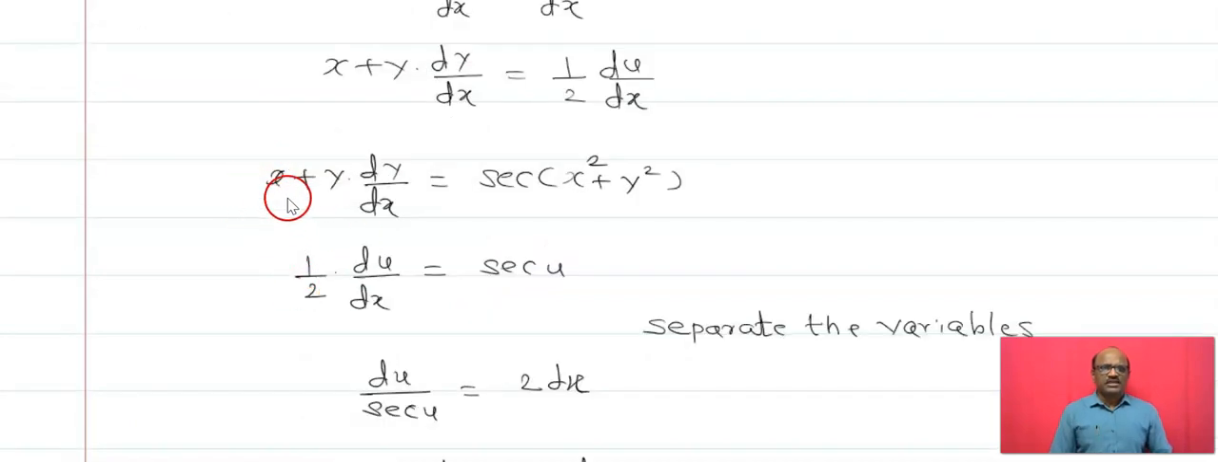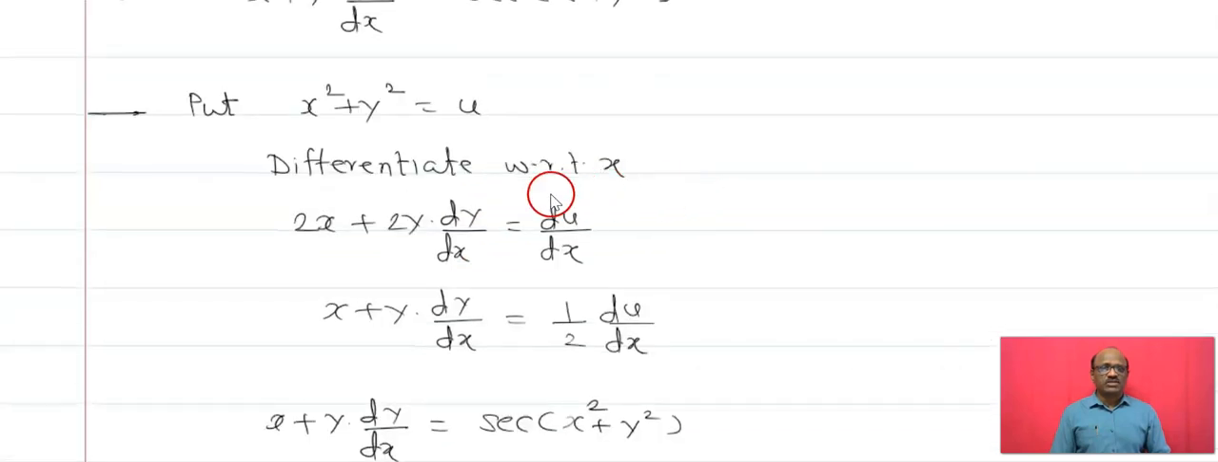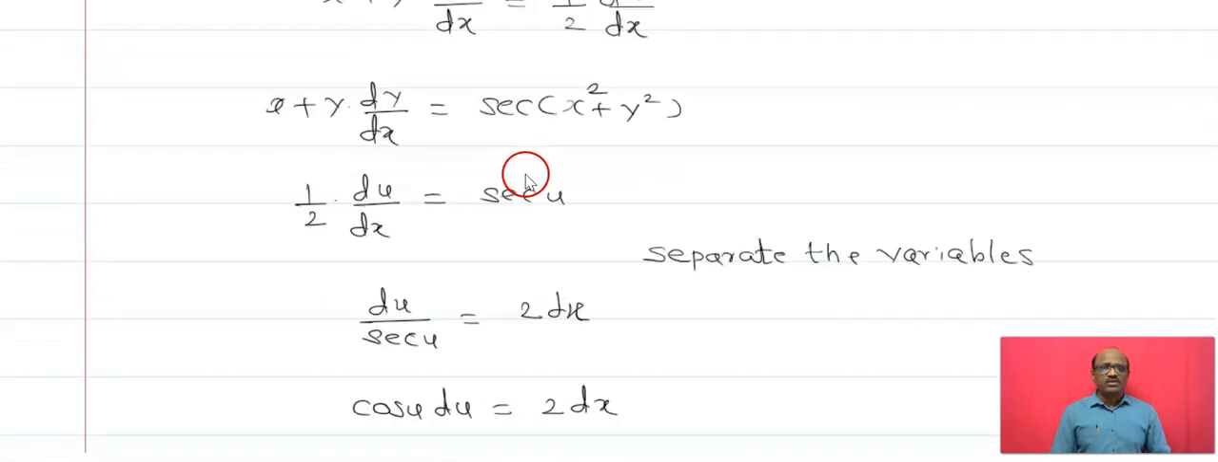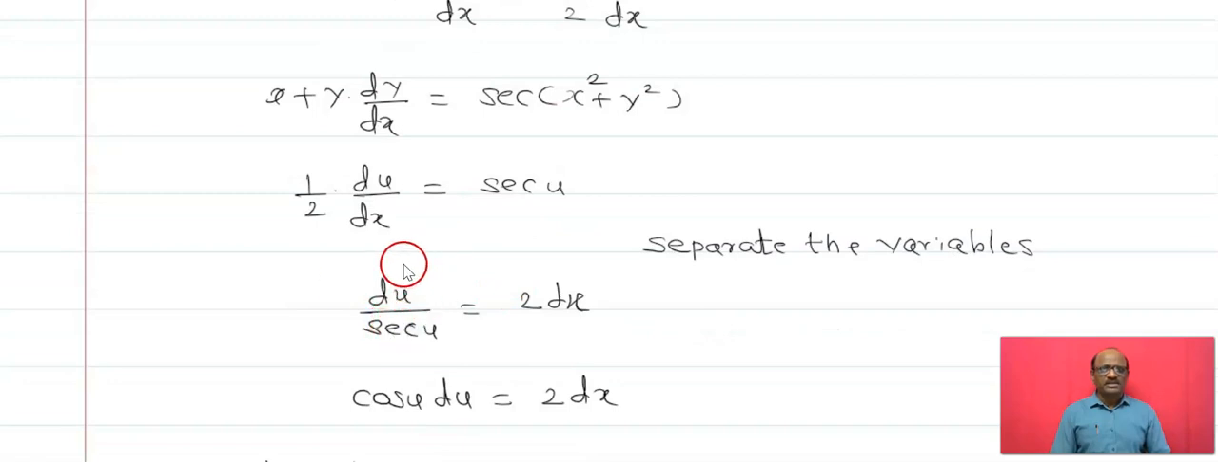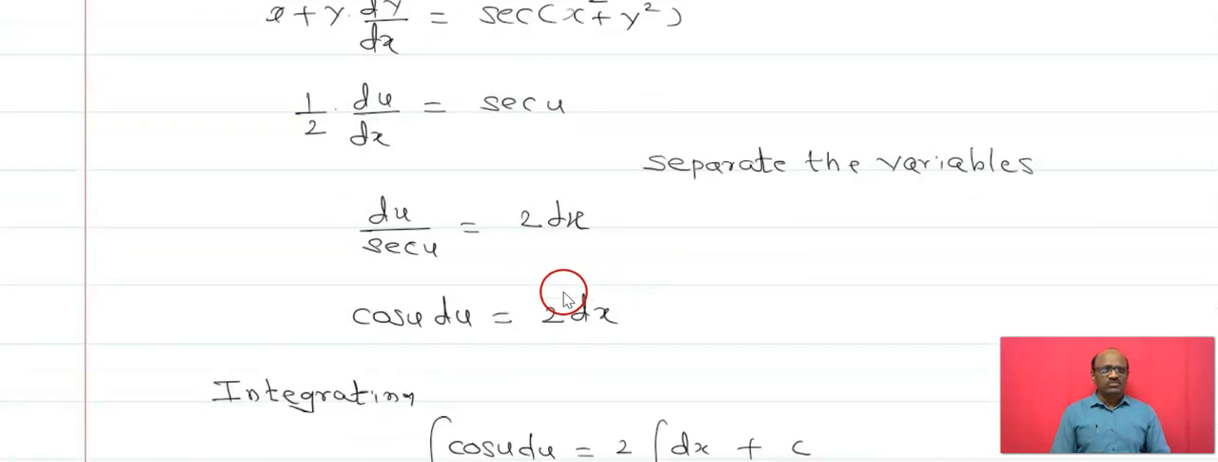This is the equation, that is (x plus y) into dy by dx, that is equals to sec square in bracket x square plus y square, which we have given. Now we'll substitute the value of (x plus y) into dy by dx, which is 1 upon 2 into du by dx. That is 1 upon 2 into du by dx is equals to sec square u. And separate the variable, that is du upon sec square u is equals to 2 dx. Now separate the variables, that is cos square u into du is equals to 2 dx.